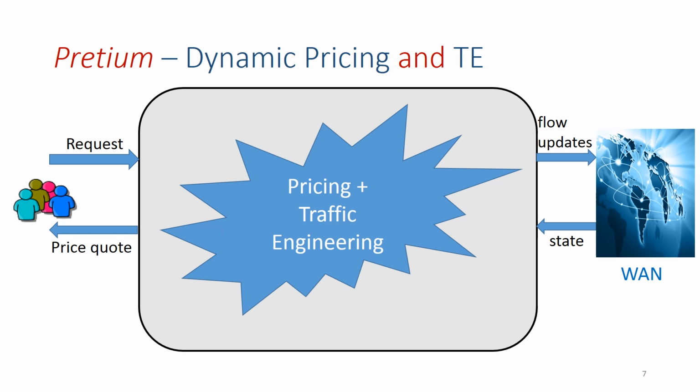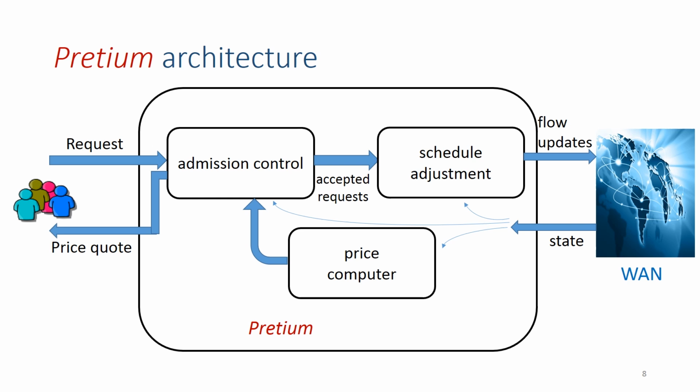The quote, which specifies prices for different transfer options, is based on the current network state and commitments to previous requests. Pretium also decides on the scheduling and routing of requests that accepted one of the price choices. Zooming in on Pretium architecture, there are three models. The admission control module generates price quotes to incoming requests based on internal shadow prices.